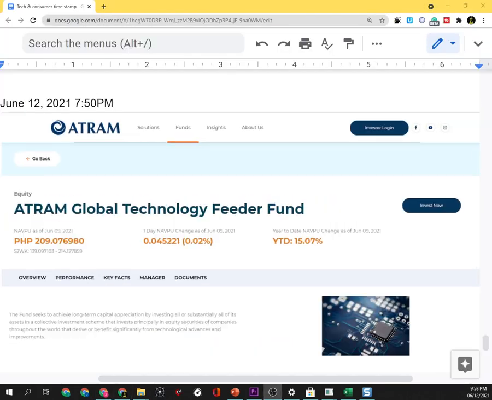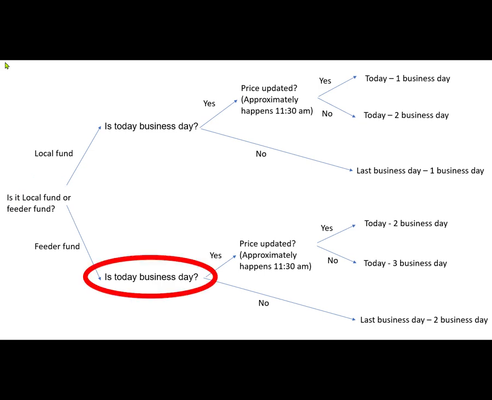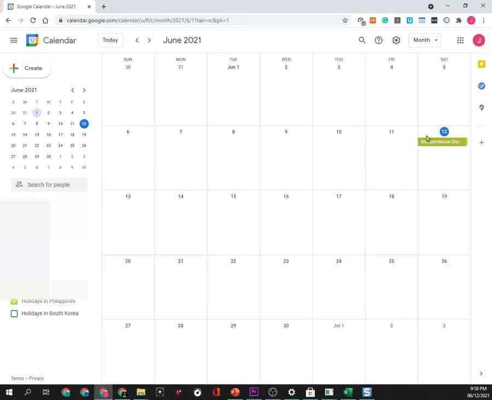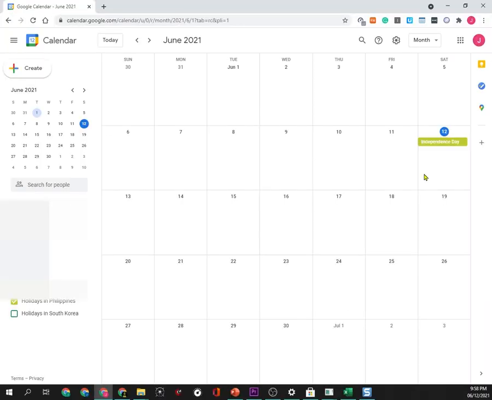So let's now take a look at our third example, which is an ATRAM Global Technology Feeder Fund, which we took a screenshot of on June 12, 2021 at 7:50 p.m. Looking back at the flowchart, is it a local fund or feeder fund? It is a feeder fund. Is today a business day? June 12 falls on a Saturday, which is not a business day. So the date reflected should be the last business day minus 2 business days. If we count back 2 business days from the last business day, which is June 11, that's 10, 9, and the date should be June 9, which is as reflected on ATRAM's website.